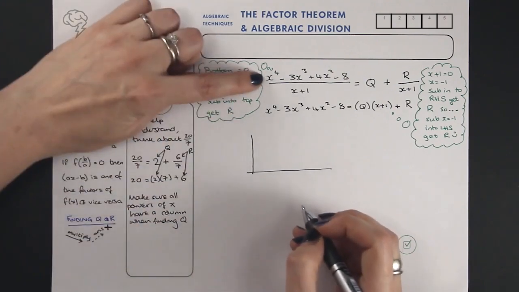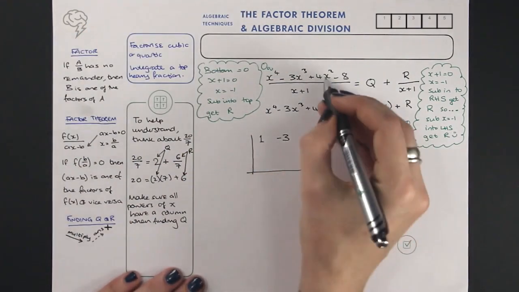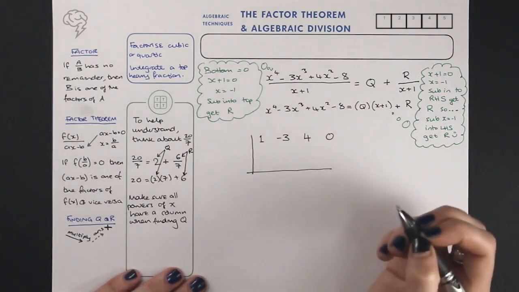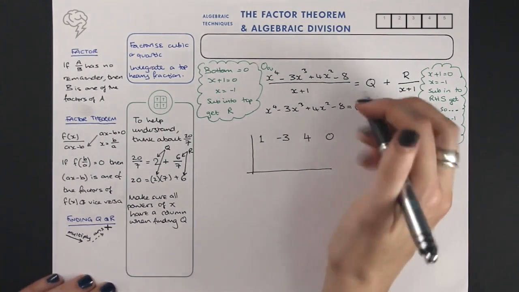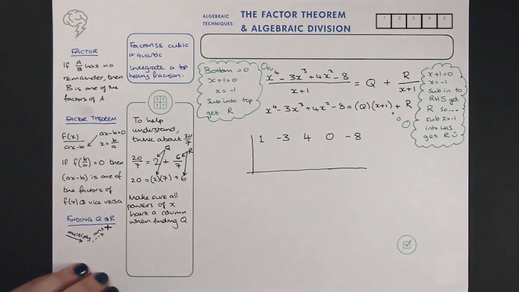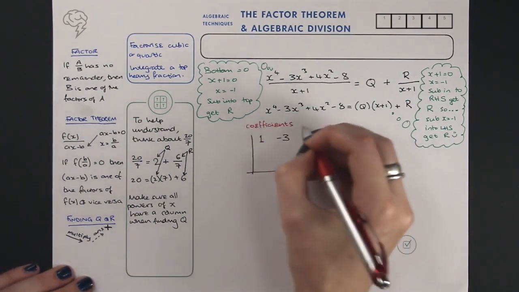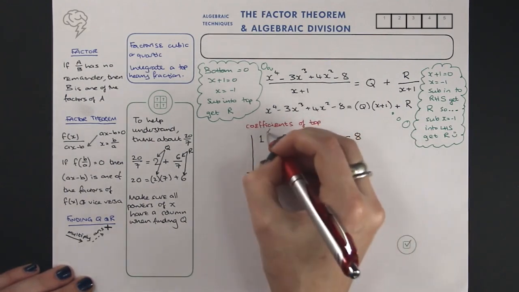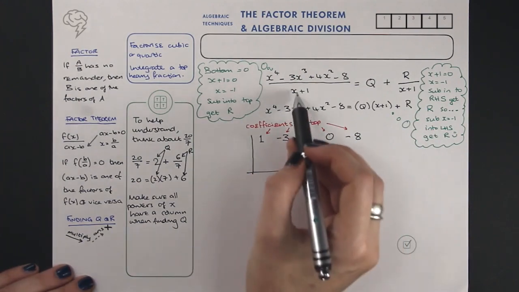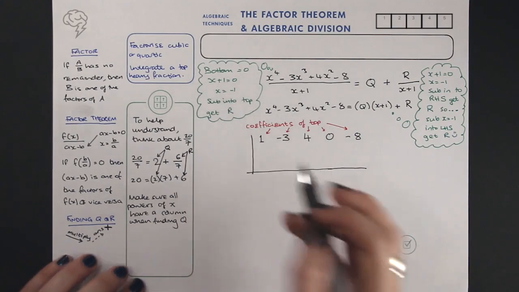So I'll show you what I mean. Here, how many x to the 4s? 1. How many x cubes? Minus 3. How many x squareds? 4. How many x's? None. That's what I mean. Make sure everything gets a column. And how many numbers? Minus 8. Okay, so let's make a note of what we've done here. These are the coefficients, that's the number in front of the x's on the top. Now on the left-hand side, we're going to put the x which makes the bottom 0.